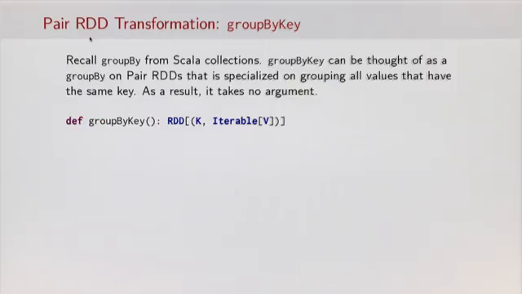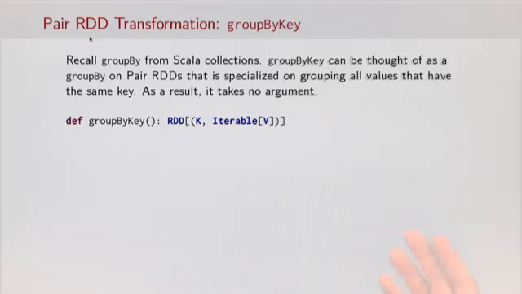Spark's groupByKey operation can be thought of as groupBy on pair RDDs, but it's specialized on grouping all of the values that have the same key. So that means we're doing it on a collection that's already a collection of pairs, or in this case, an RDD of pairs, a pair RDD. That means that we don't have the discriminating function anymore. Now, groupByKey has no arguments. In this case, we only want to group things by the keys that they already have.